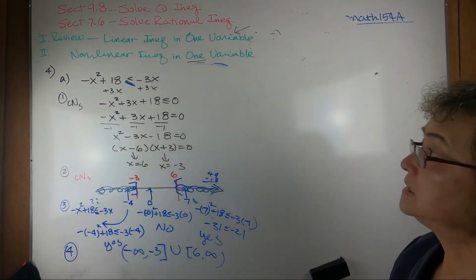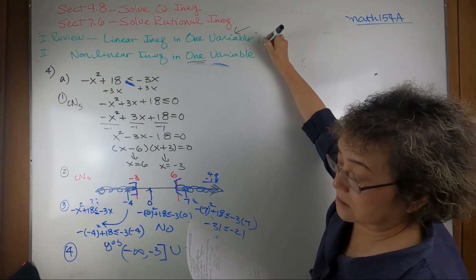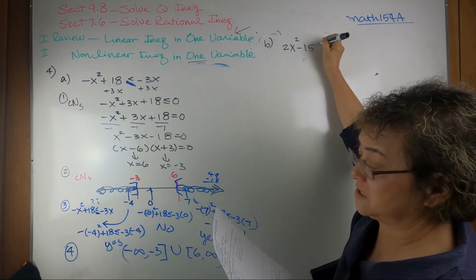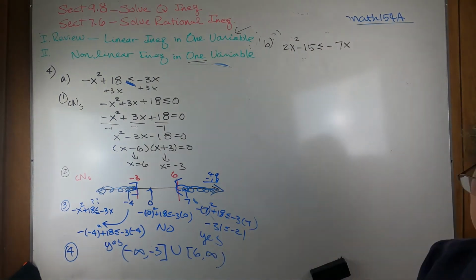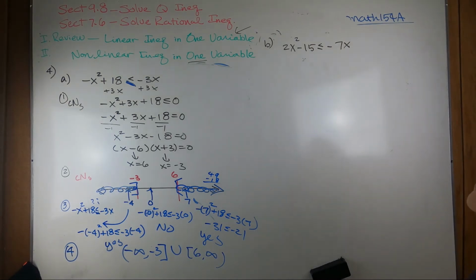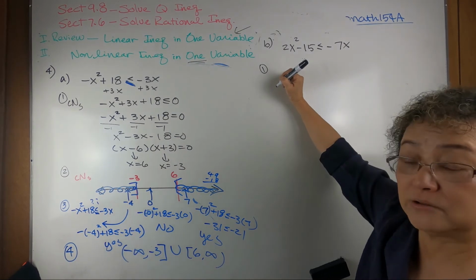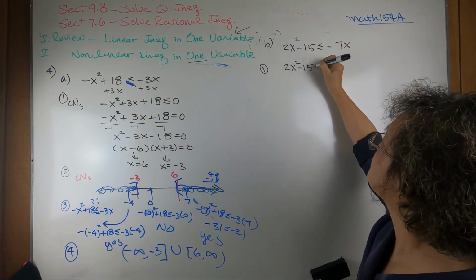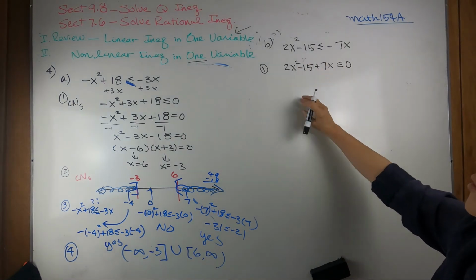You do need to practice to see it. Okay, then the next one: you have 2x squared minus 15 less than negative 7x. Same steps. Find the critical numbers by doing what? Write in standard form first. Move over.